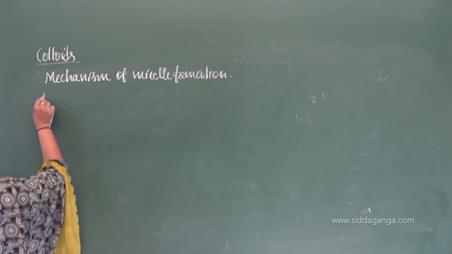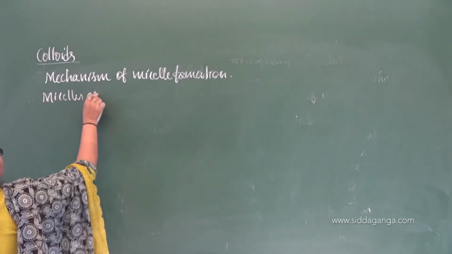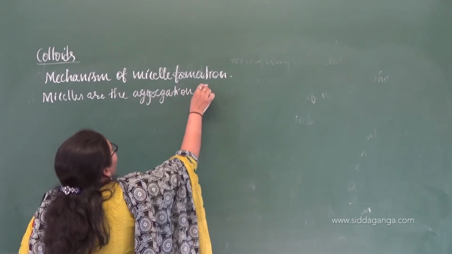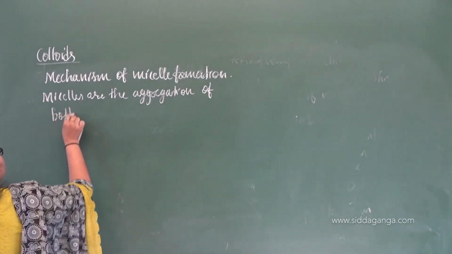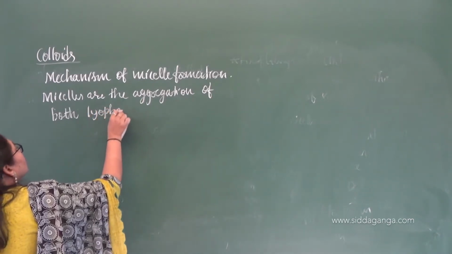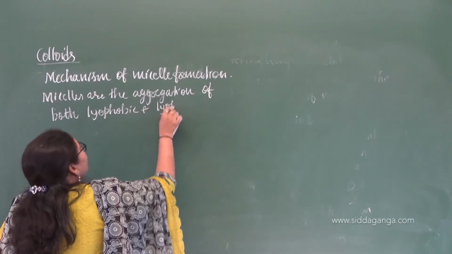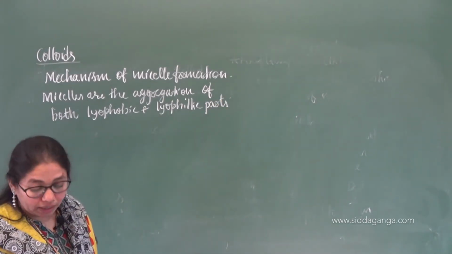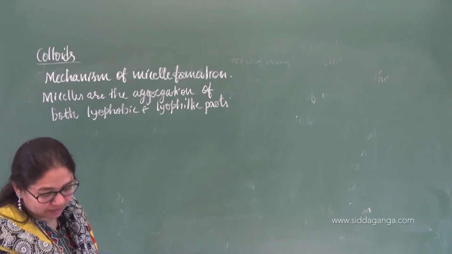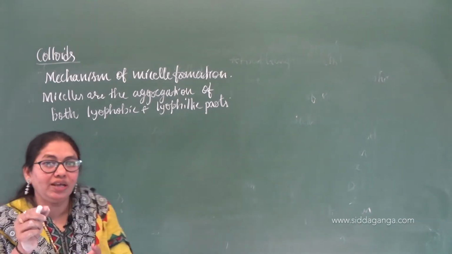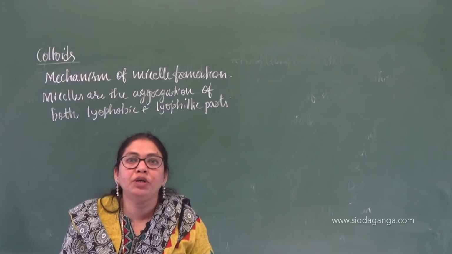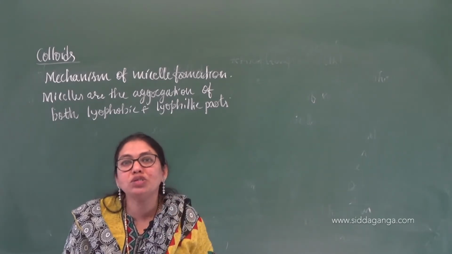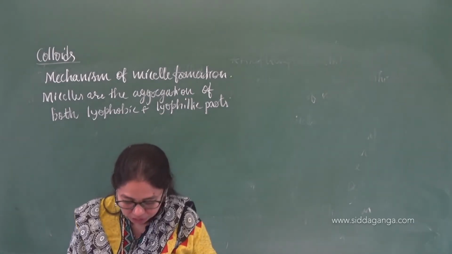So what are these micelles? Micelles are the aggregations, or you can say the associations, of both lyophobic and lyophilic parts. Okay, so soap in water at high concentration is an example. If you take a small amount of soap and add it into water, it will not form a colloid. You can clearly see the solution. But if you increase the concentration of soap in water, you are going to get an association of soap. That is called as what? Micelle formation.